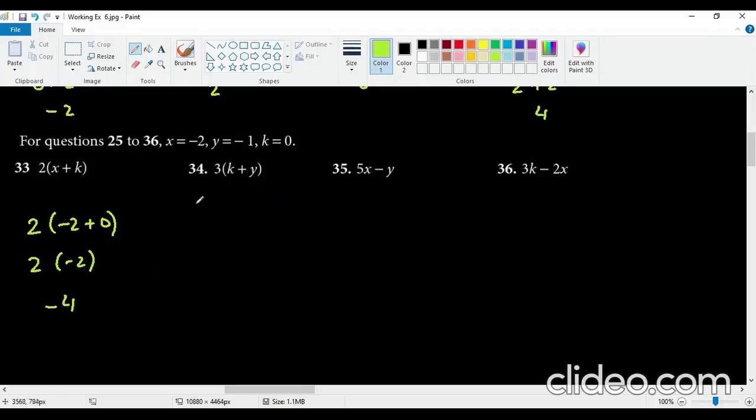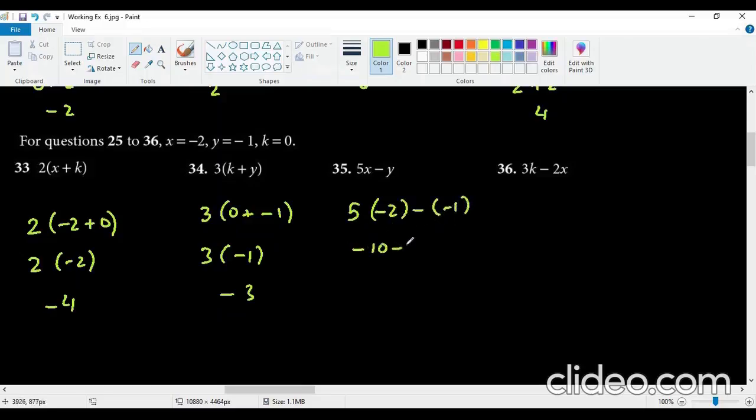So 3 times k, which is 0, plus y, which is negative 1. So that means 3 times negative 1 will give you negative 3 as an answer. When it comes to 35, 5 times x, which is negative 2, minus y, which is minus 1. That means minus 10 plus 1 gives you negative 9 as an answer.